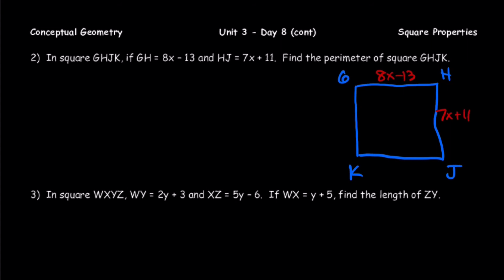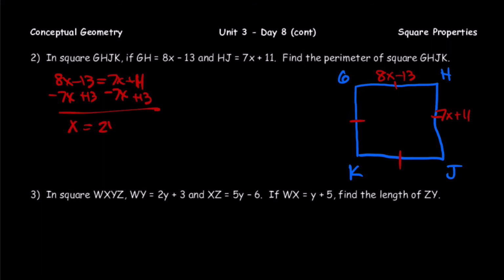We had a question very similar to this on the rhombus. It's going to be done exactly the same. You know all 4 sides are equal, so I'm going to take 8x minus 13 and set it equal to 7x plus 11. Subtract 7x, add 13. I get x equals 11 and 13 is 24.